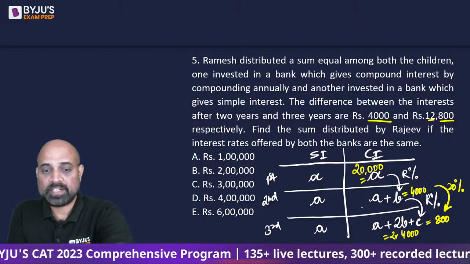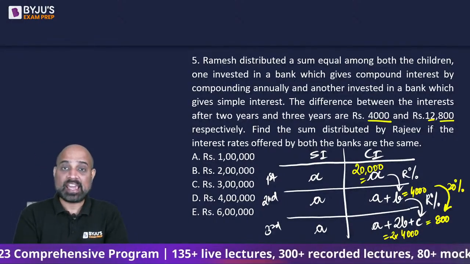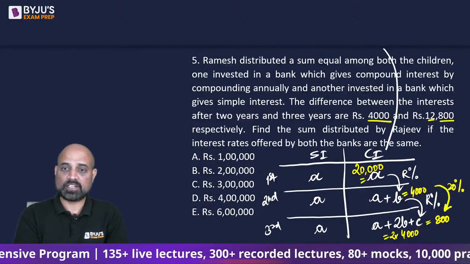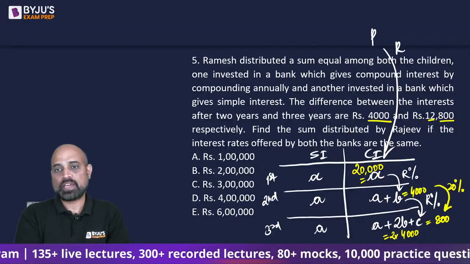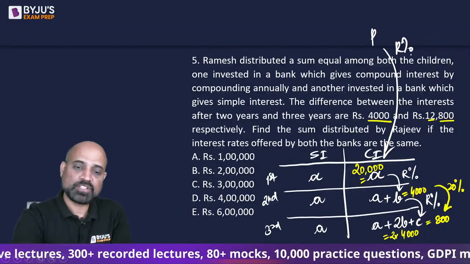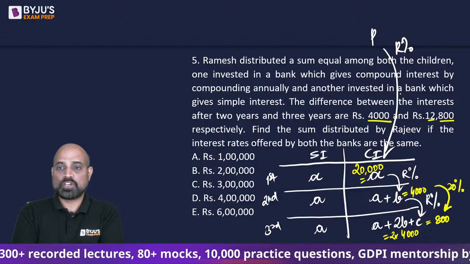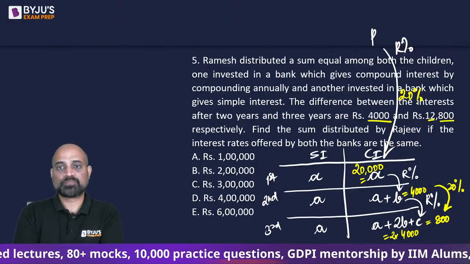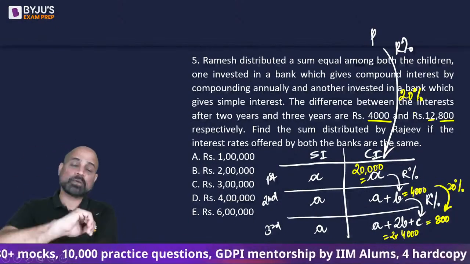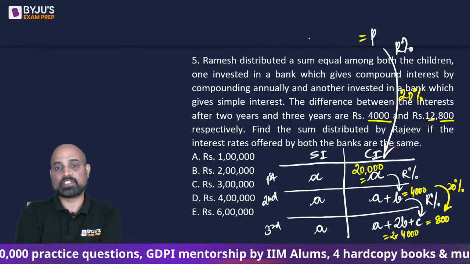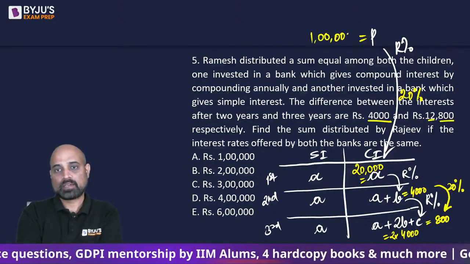Now, if this is 20,000, how is A, as in the first year interest, related with P? P or A may be same R percent का relation होता है. So this is going to be again 20%, as in this 20,000 is 20% of something. So principal will turn out to be 1 lakh.